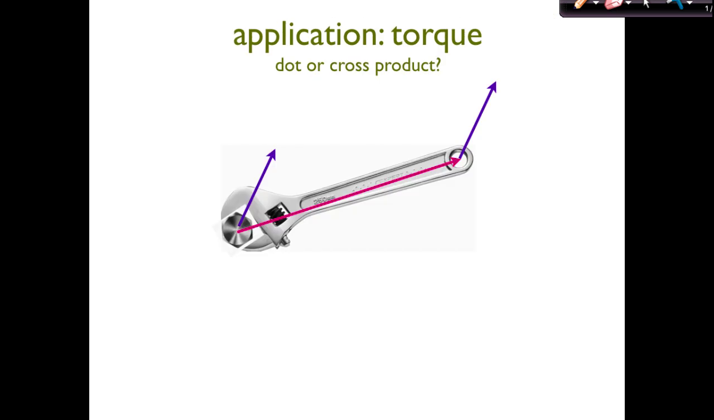So first, how about torque? Dot or cross product? So what is torque? Torque is the amount of twisting force.